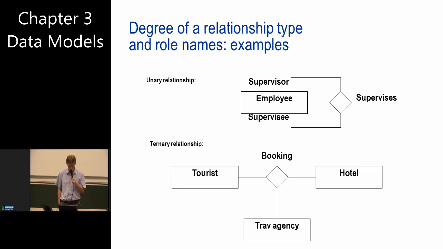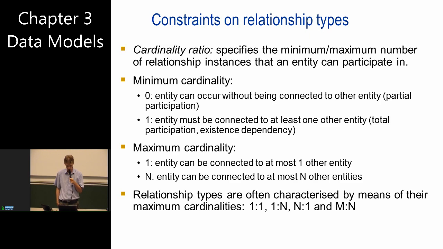You can also have ternary relationship types, whereby you have 3 entity types participating. So here you can see that tourists can make bookings for a hotel at a particular travel agency, for example. That's a ternary relationship type.